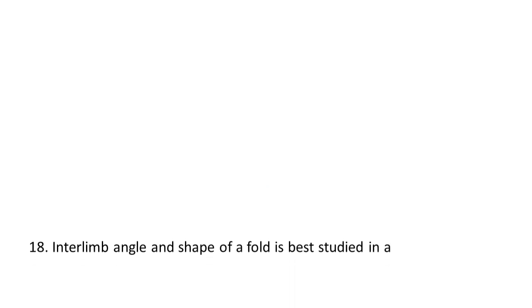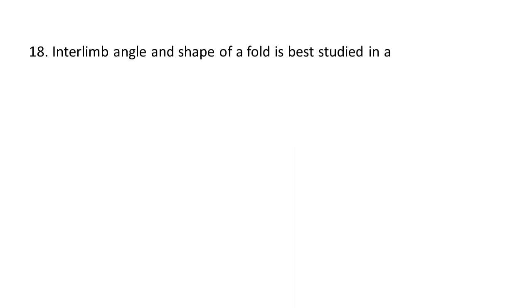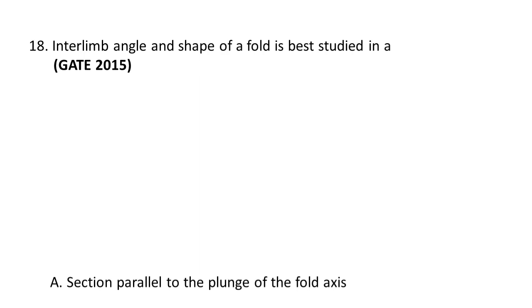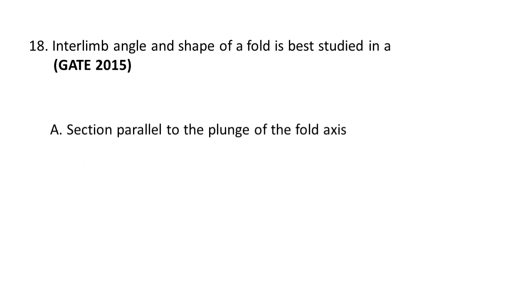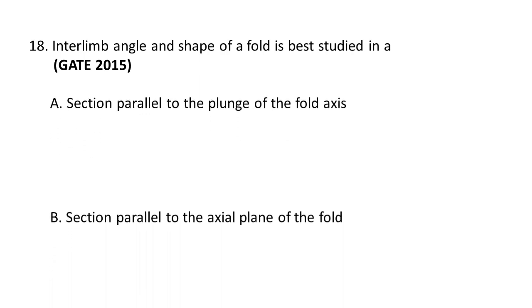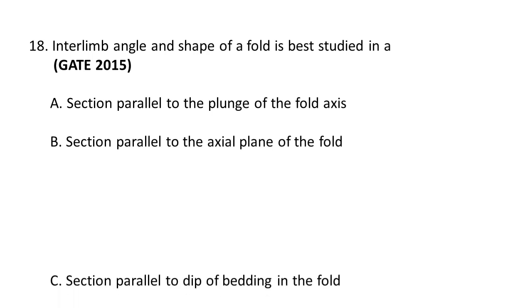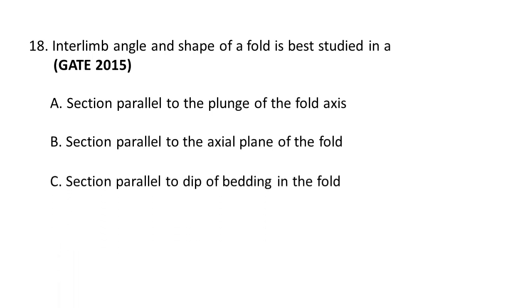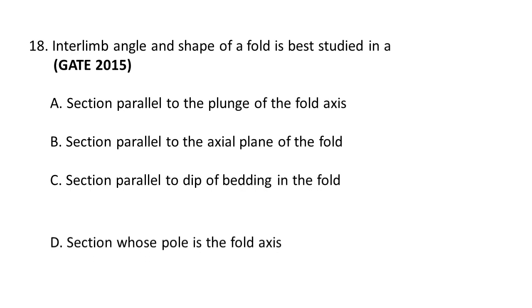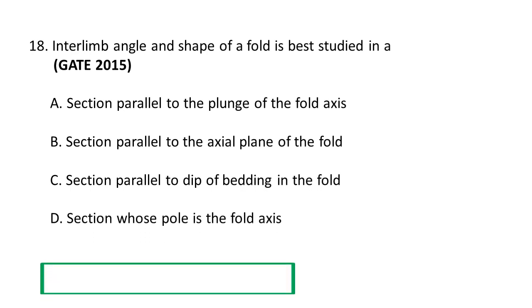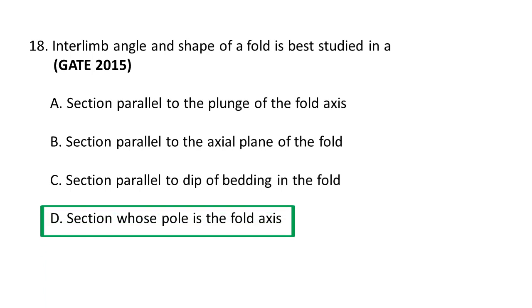Next question. Interlimb angle and shape of a fold is best studied in A. section parallel to the plunge of the fold axis, B. section parallel to the axial plane of the fold, C. section parallel to the dipping of the bedding in the fold, and D. section whose pole is the fold axis. The correct option is that interlimb angle and shape of a fold is best studied in a section whose pole is the fold axis. So D is the correct option.